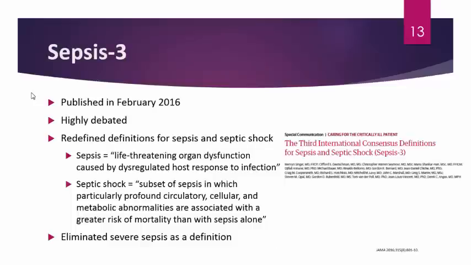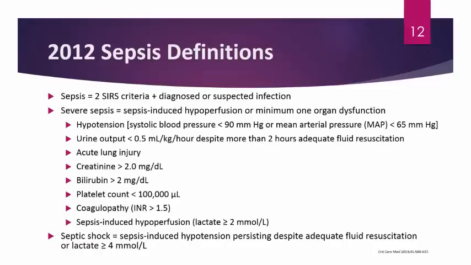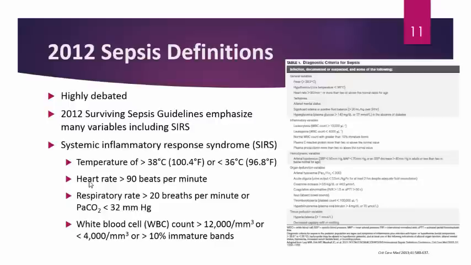Now, these definitions that we just talked about from the 2012 guidelines have been highly debated because SIRS criteria can actually fit into a variety of different categories. You may have SIRS that actually derives from infection, but in terms of what SIRS are, if you remember going back to this other slide here, a temperature that's high or low, a high heart rate, a high respiratory rate, and a low or high white blood cell count can be related to many different things.